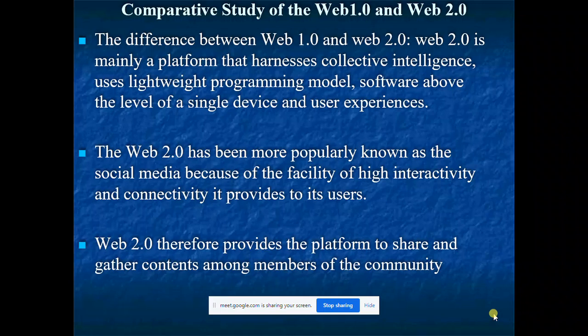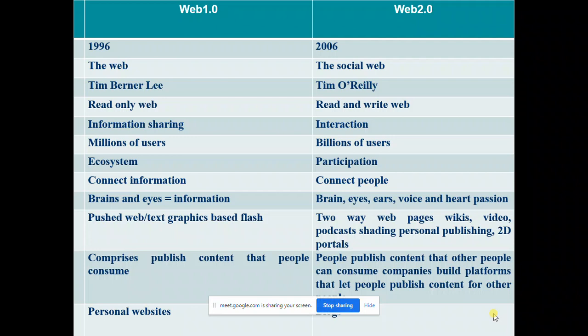Web 2.0 is popularly known as social media, as we all know, because of the facility of high interactivity. Anyone can get connected and interact with each other, from one to many to many users. One to many means one person, one library can get connected to many users, and then further many users get connected to many other users. So Web 2.0 therefore provides a platform to share and gather content among the members of the community.